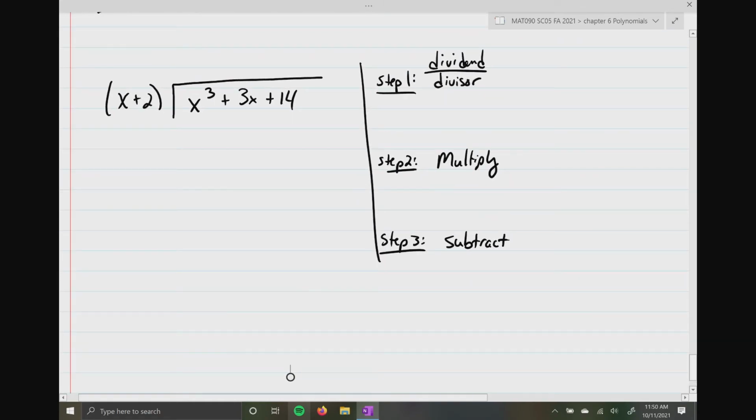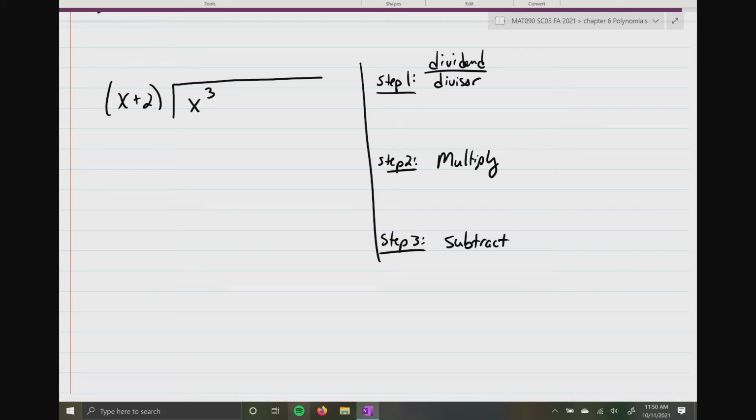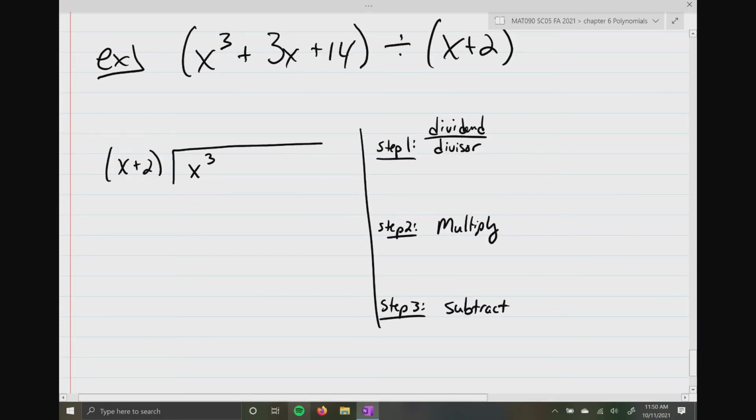Question. Is my problem set up correctly? Megan D., you're shaking your head no. Explain why. Good. Got to write the missing term in. Excellent. Thank you. So I'm going to do that in red. So it's going to be plus 0x squared plus 3x plus 14. Now does it look better? I agree. All right.